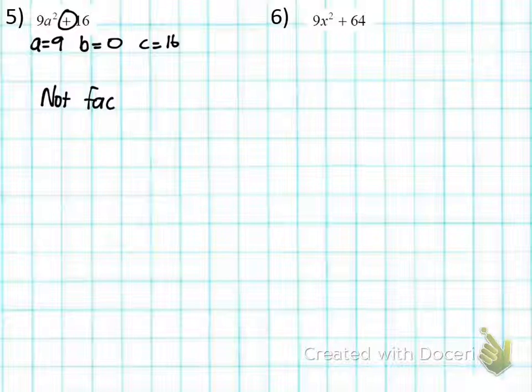Wait, so every time there's a plus? Yeah, it's not factorable. There's no minus sign in the middle, and there's always supposed to be a minus sign there. Could it be 3a plus 4 squared? Nope. Do this side problem and tell what you get. You would get 9a squared plus 24a plus 16. That's a totally different answer. So this is non-factorable, and 6 is also non-factorable. I wanted to show you that.